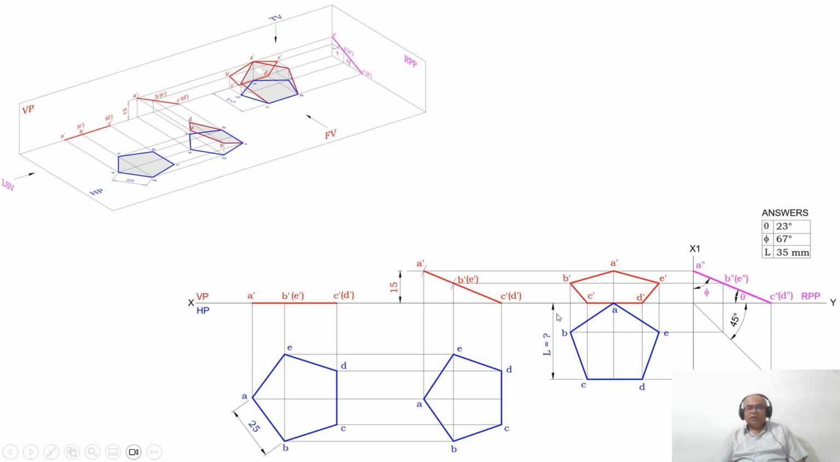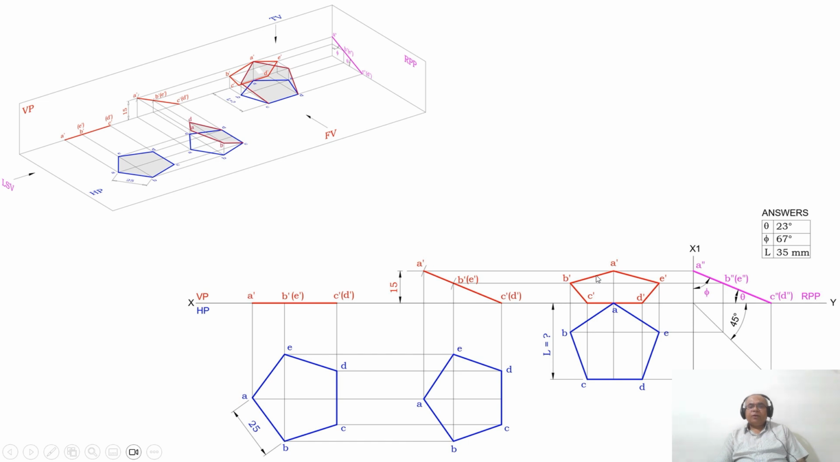Then you measure the distance of the edge from the vertical plane. That distance is going to be L. When you measure that, it will be 35 mm when you are doing it manually. But when you are doing it on the computer, you will get up to second decimal point accuracy. The dimensions I have given are only for the sketch which has been done manually. The sum of this theta plus phi will always be equal to the complementary angle, which is equal to 90 degrees. So this is all.